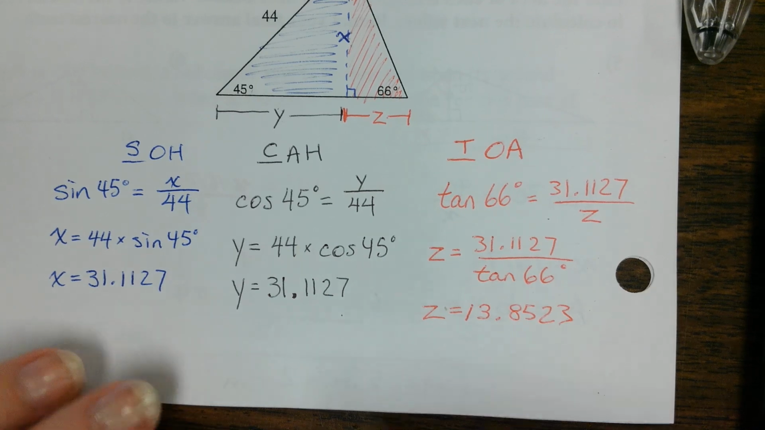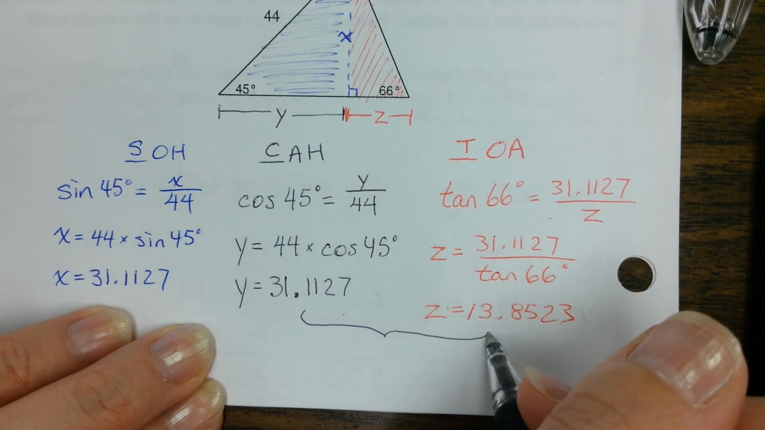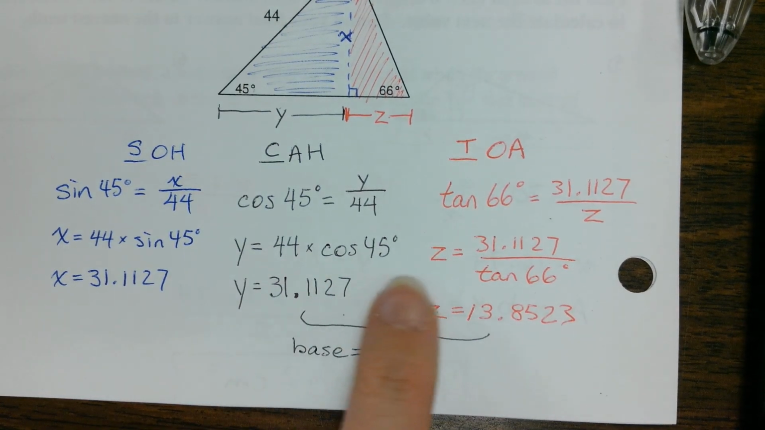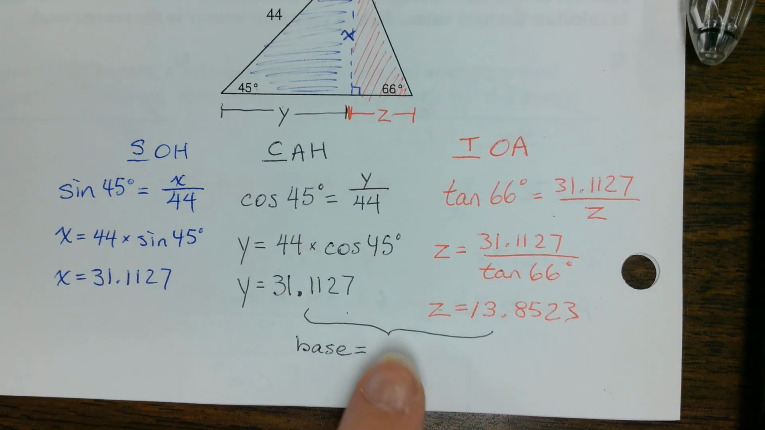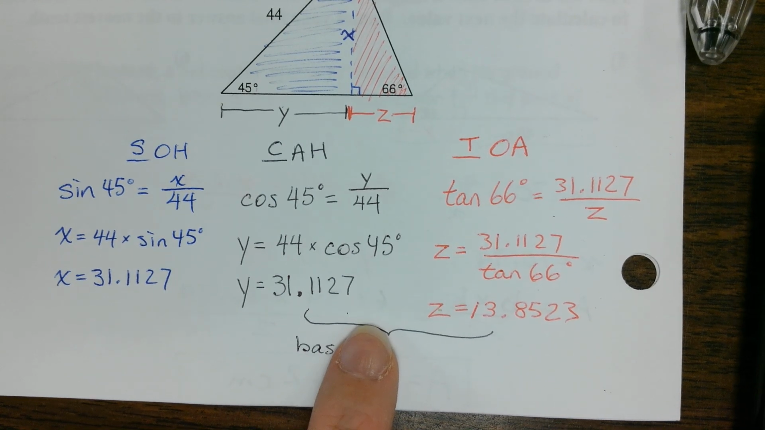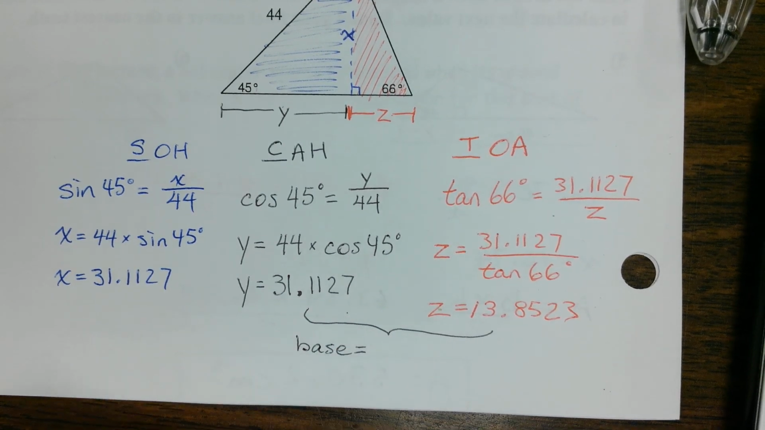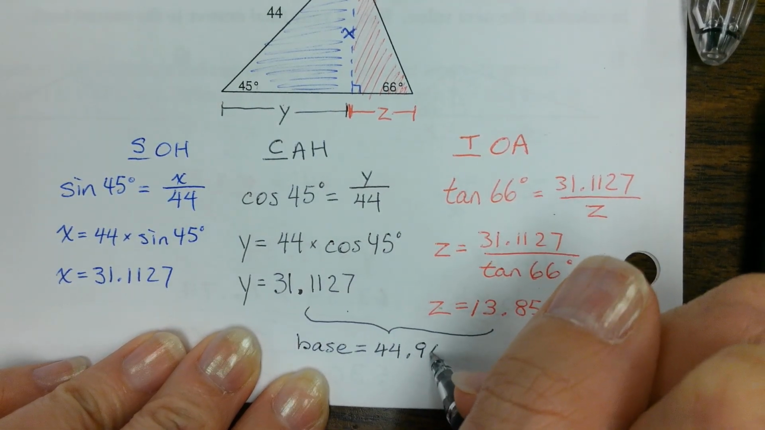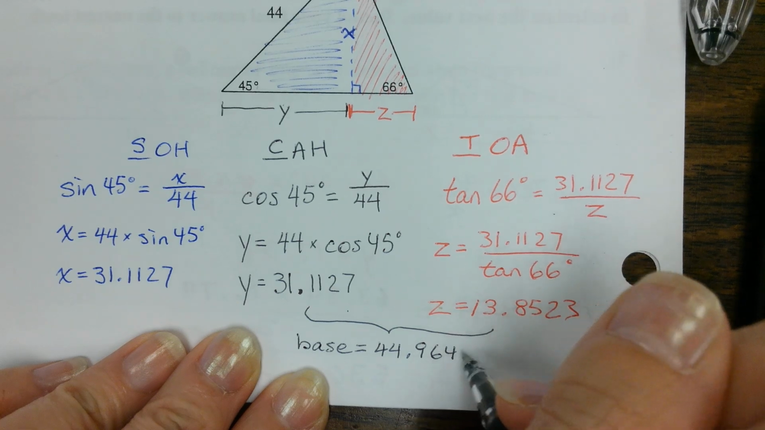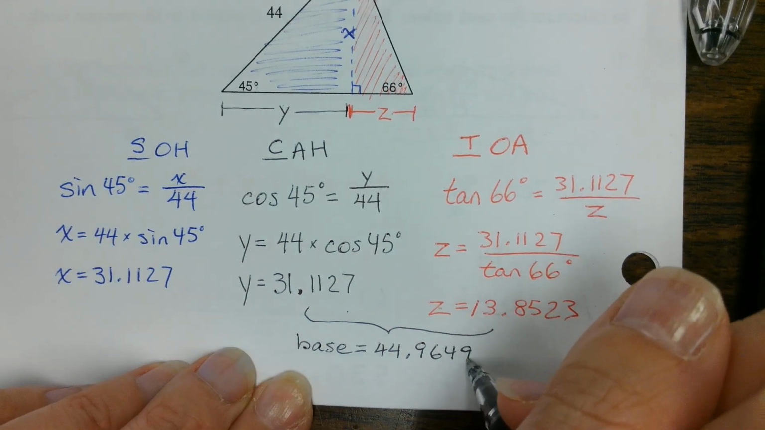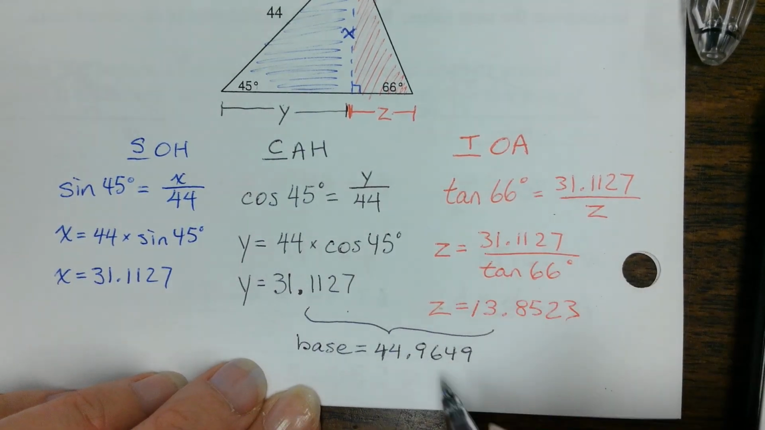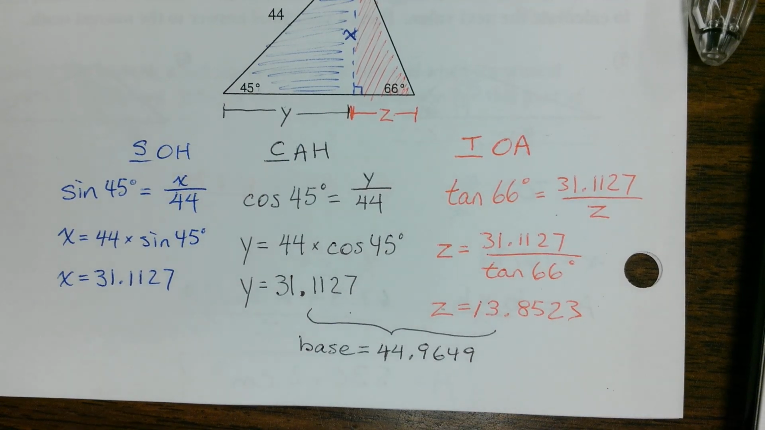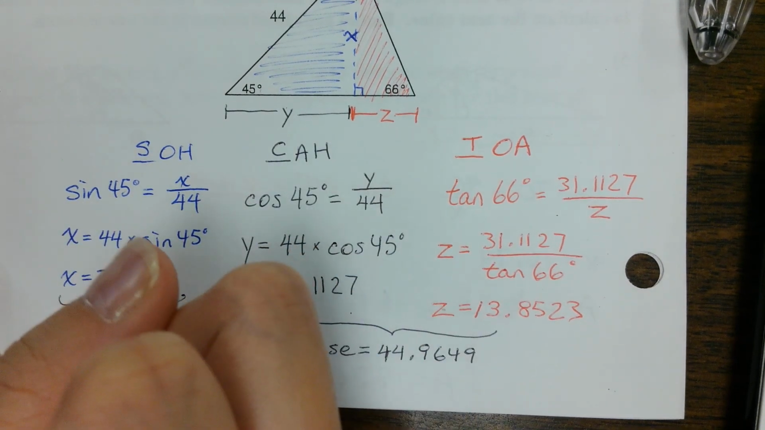Okay, so that means my base is my x and my y and my z added together, 31.1127. I get 44.9649. It doesn't matter. If you really round it, it would be 44.965, but it's okay. Something like that. And then this is my height.